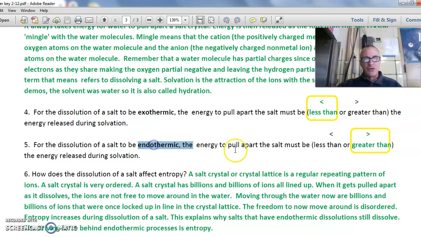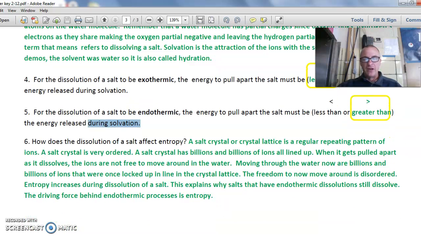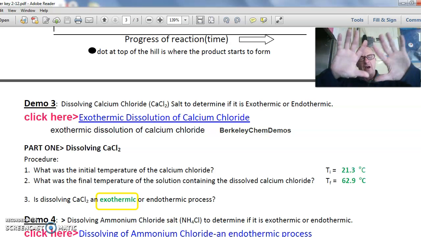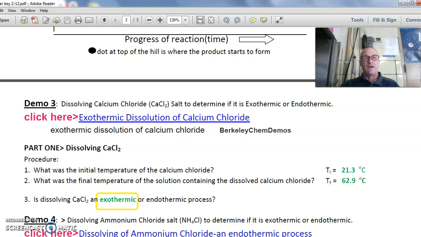For it to be endothermic, what must be true? The pulling apart of the salt must be taking greater energy than the energy released as they mingle. It still happens because the salt ions are now free to move, and that increases the entropy. Hopefully that helps you to understand the two steps, the processes involved in dissolving. There's energy in to pull the ions apart. There's energy released as the ions mingle with the water molecules.